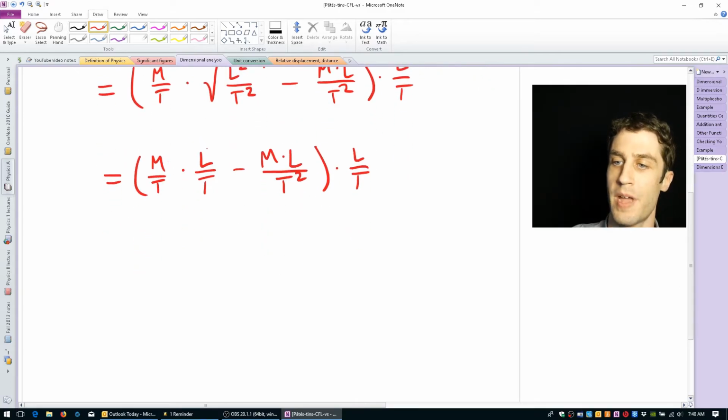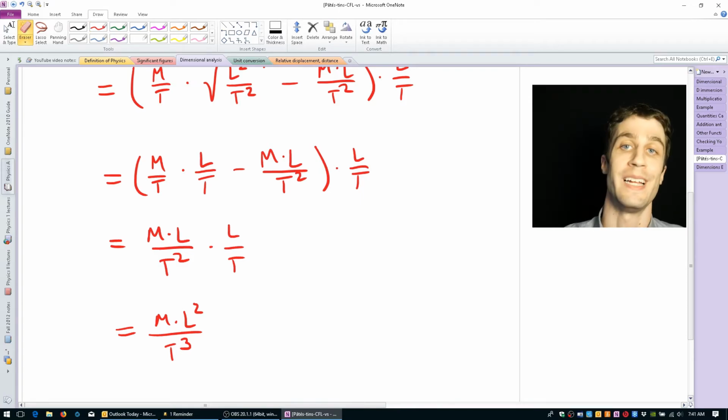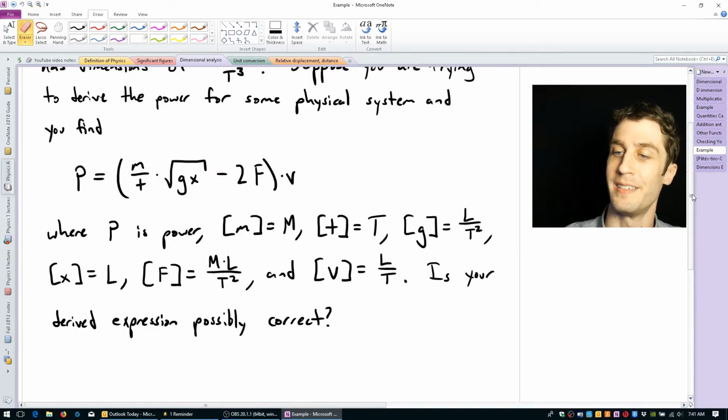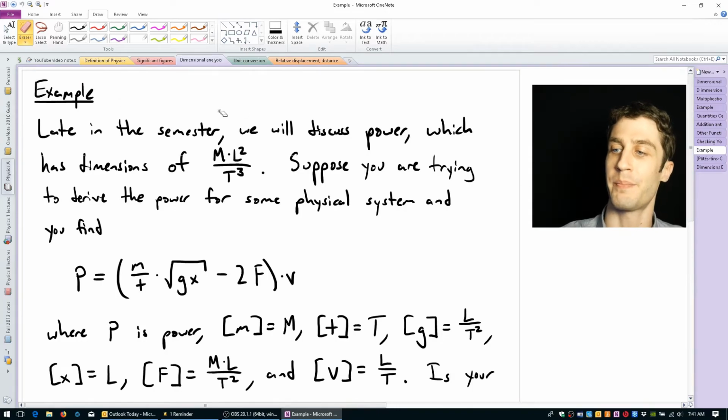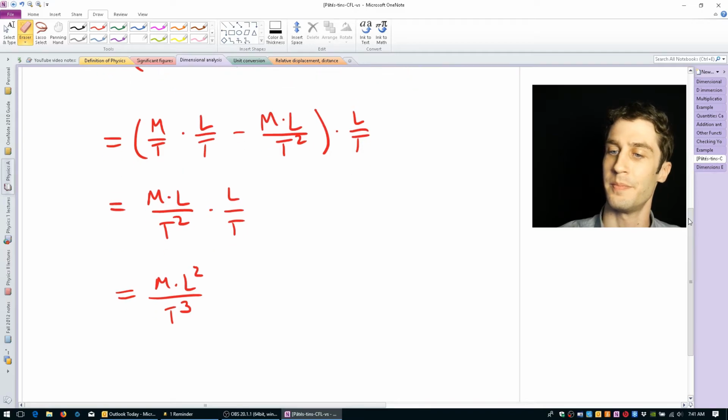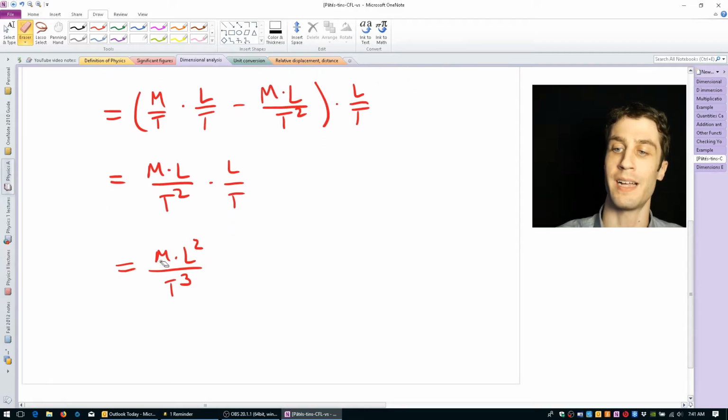And I see a mass times a length divided by a time squared, and it's being subtracted. I get mass times length divided by time squared times length divided by time, and I get mass times length squared divided by time cubed. I look back on the previous page, and I told you that power has dimensions of mass times length squared divided by time cubed. And we just derived that it's mass times length squared divided by time cubed on the right-hand side, and so these dimensions match.